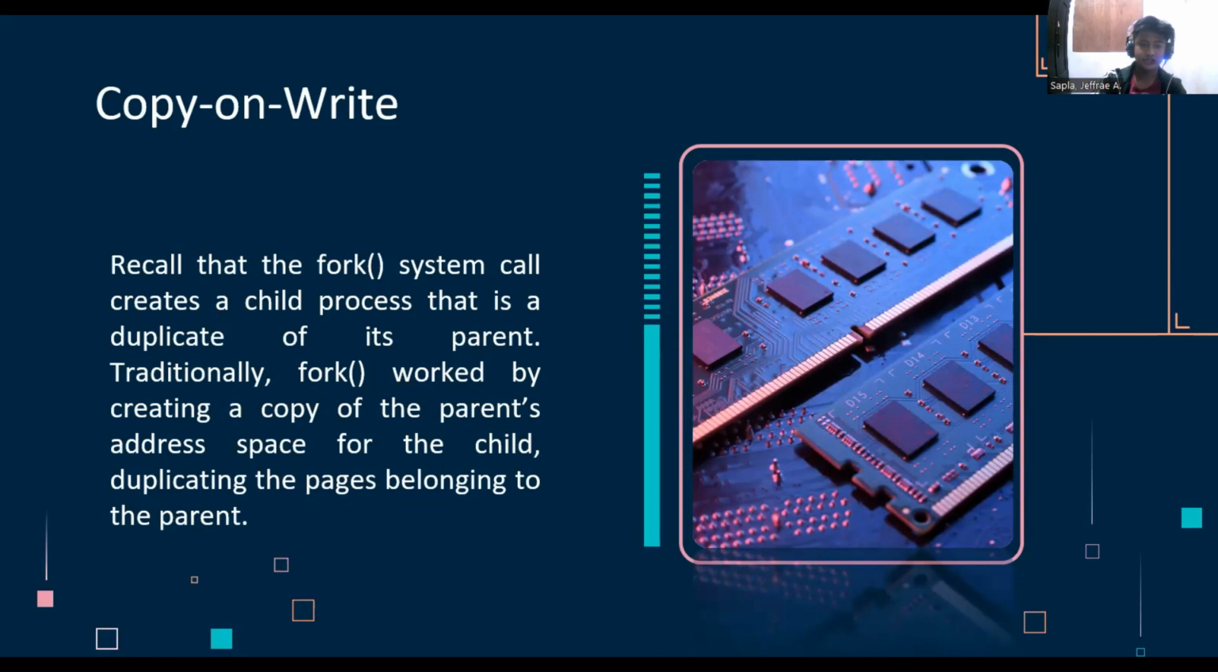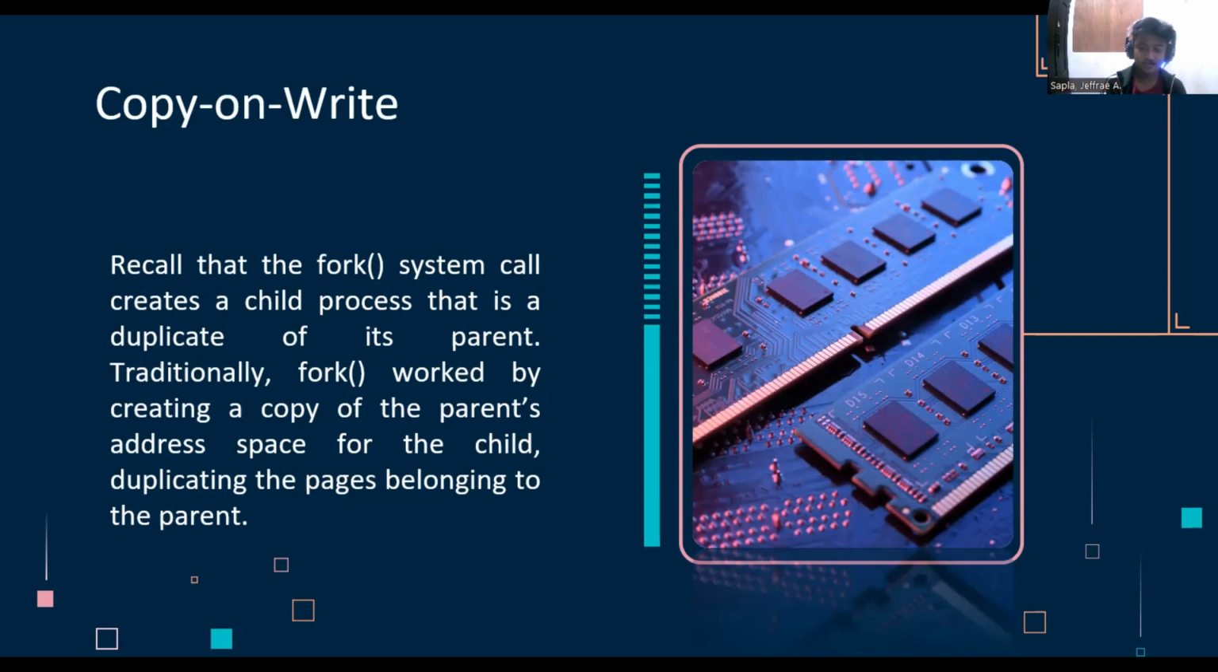However, considering that many child processes invoke the exec system call immediately after creation, the copying of the parent's address space may be unnecessary. Instead, we can use a technique known as copy on write, which works by allowing the parent and child processes initially to share the same pages. These shared pages are marked as copy on write pages, meaning that if either process writes to a shared page, a copy of the shared page is created.